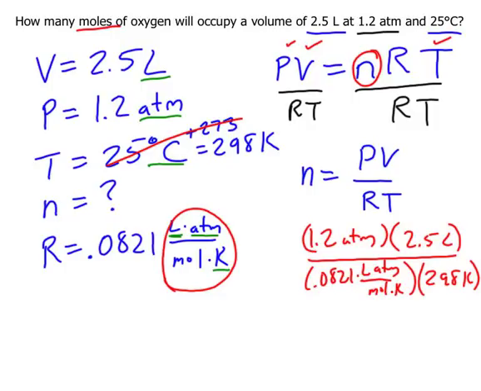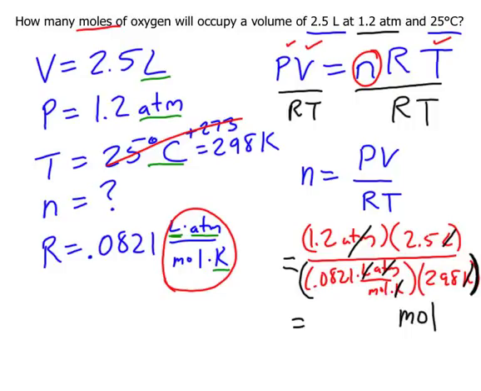And if I look at the units here and pay attention to them, I notice that they all cancel out except for what I'm looking for. So atmospheres cancel, liters cancel, Kelvins cancel, and I'm left with 1 over moles, which is just moles. And so now if I do this out mathematically, I'll get my answer.